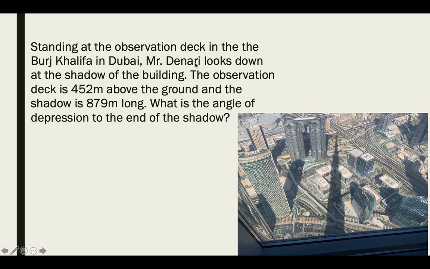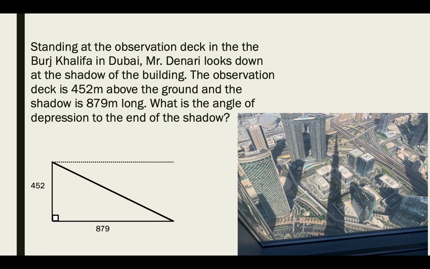And so the first thing you want to do whenever you get a problem like this is to draw a diagram. So for example, we've got the building and we've got the shadow. So the building is 452 meters tall. Well, actually, the building is taller than that, but the place that I am standing in the building is 452 meters tall. The shadow is 879 meters long. Let's complete the triangle and then think about what we're trying to find.